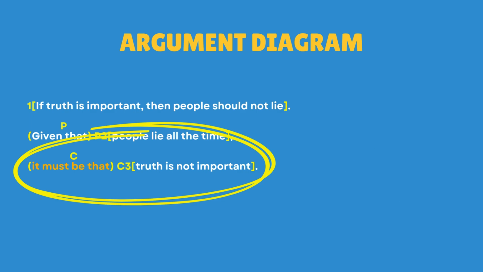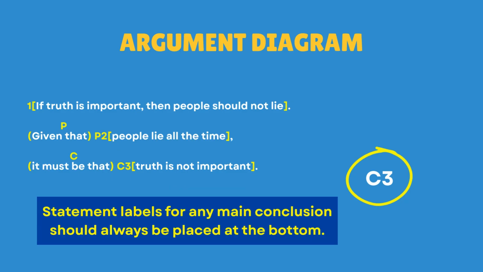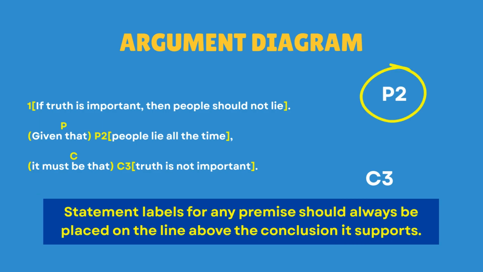It must be at the bottom of our diagram. So, the statement label C3, which stands for the conclusion of our argument example, that truth is not important, would be placed at the very bottom of our diagram. Statement labels for any main conclusion of an argument should always be placed at the very bottom of an argument diagram, and all the statement labels for premises should be placed above the statement label of the conclusion that the premises are intended to support.